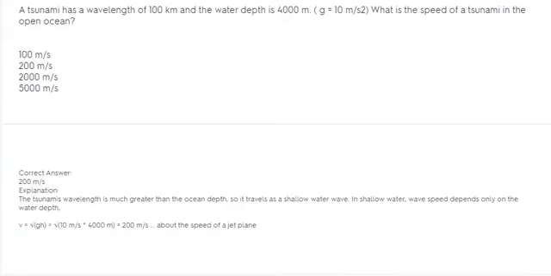A tsunami has a wavelength of 100 kilometers and the water depth is 4,000 m. What is the speed of a tsunami in the open ocean? 100 meters per second, 200 meters per second, 2,000 meters per second, 5,000 meters per second. Correct answer: 200 meters per second. Explanation. The tsunami's wavelength is much greater than the ocean depth, so it travels as a shallow water wave. In shallow water, wave speed depends only on the water depth. v equals 200 meters per second, about the speed of a jet plane.